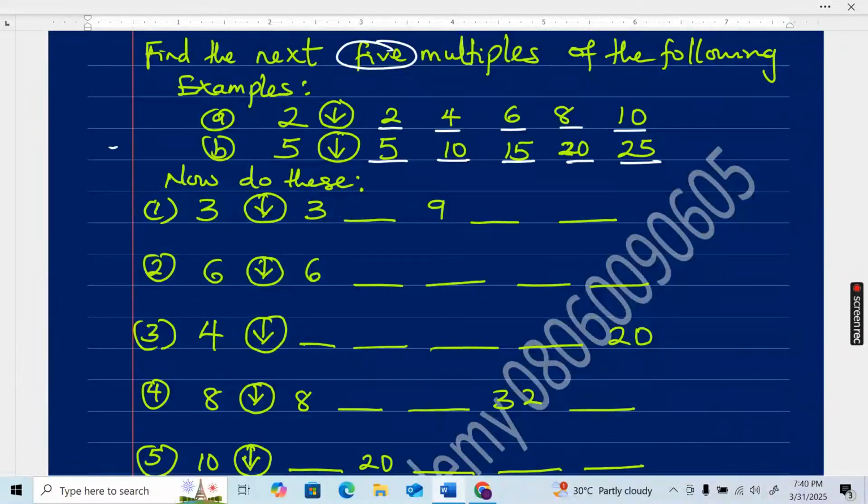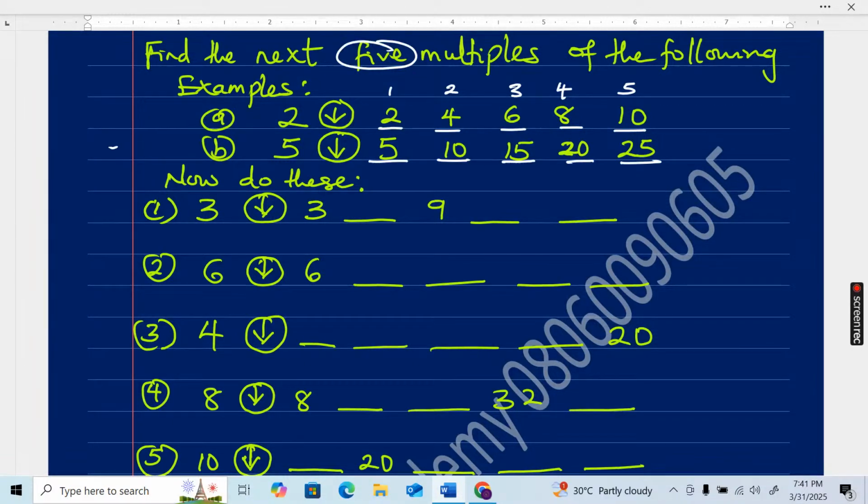It means for sample A, we've been given 2. So multiply by 1. 2 times 1 will give us 2. 2 times 2 will give us 4. 2 times 3 will give us 6. 2 times 4 will give us 8. 2 times 5 will give us 10.